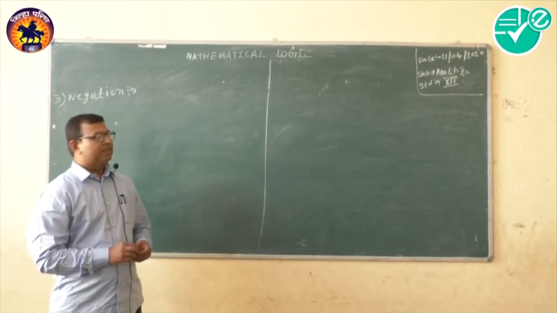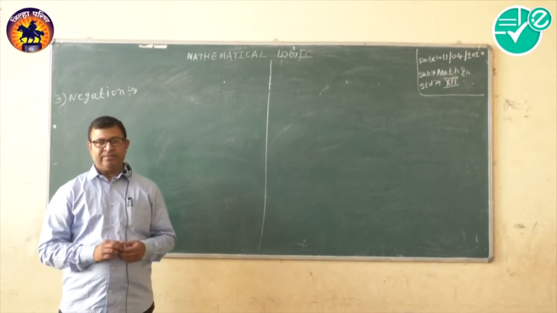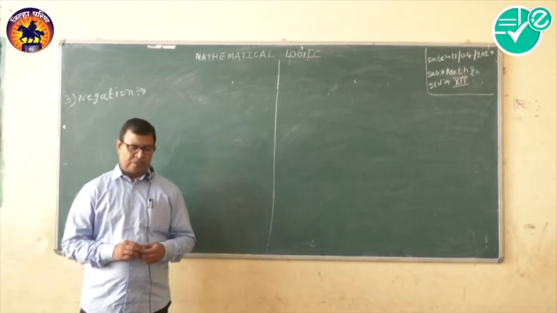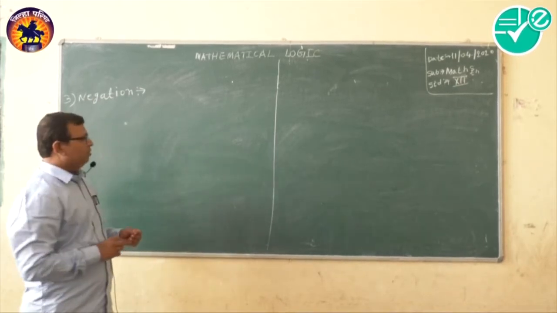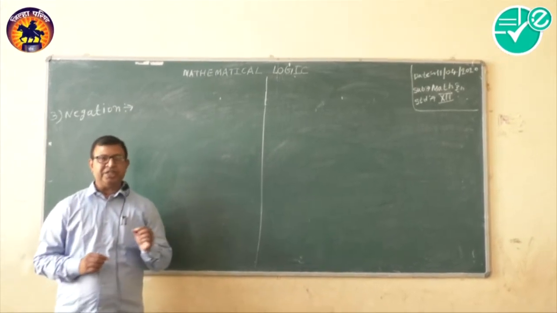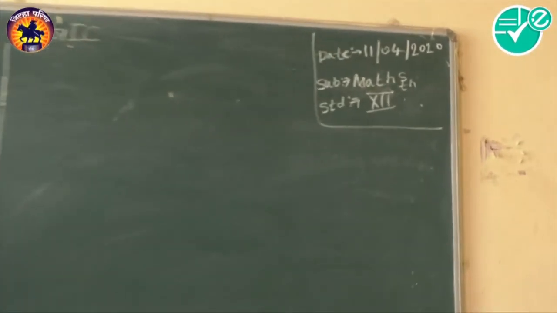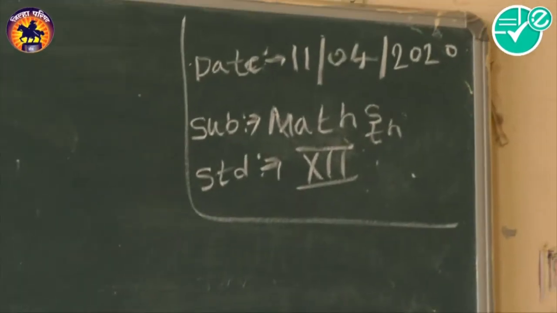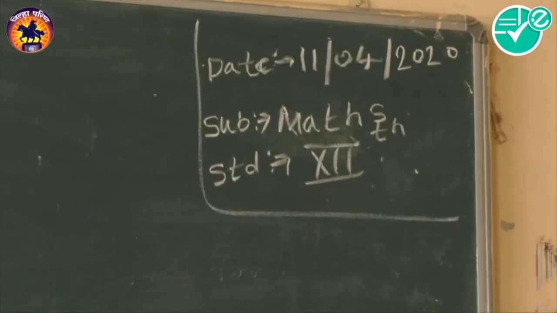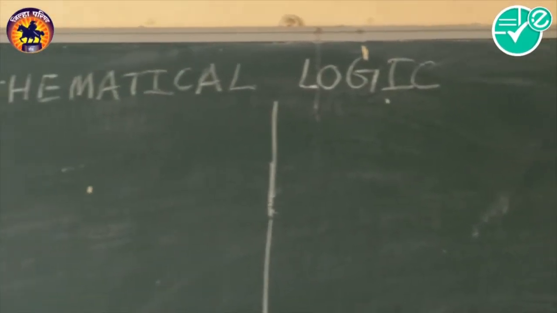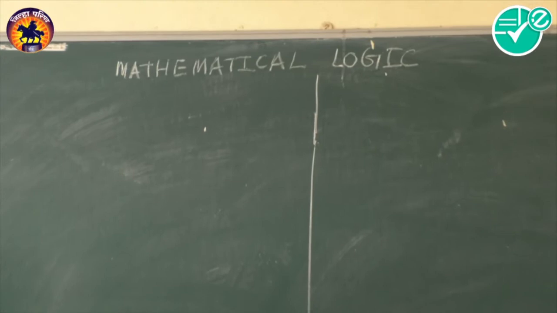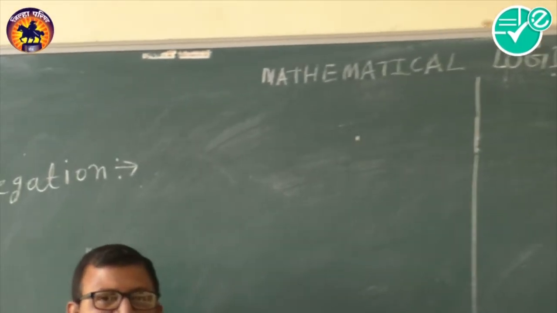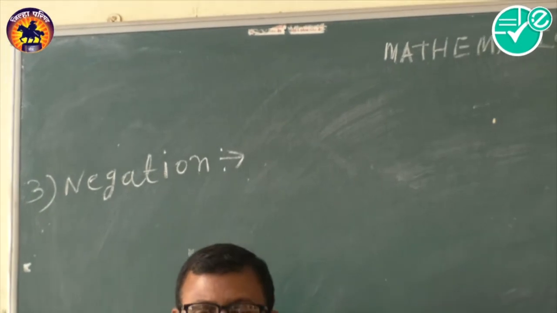We have started the mathematical logic chapter. We have seen some definitions on this. Then we have seen, first of all, conjunction, and then disjunction. We have seen the definition of conjunction, disjunction, and the logic table of conjunction and disjunction. Now I will explain within a few minutes what is the meaning of conjunction and how we construct the truth table of conjunction.